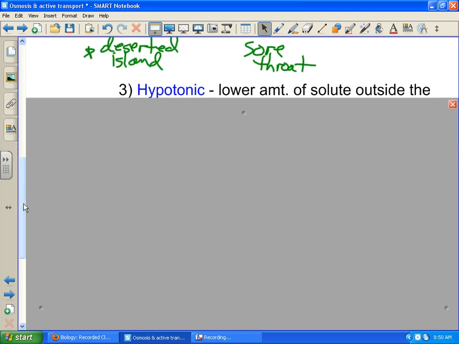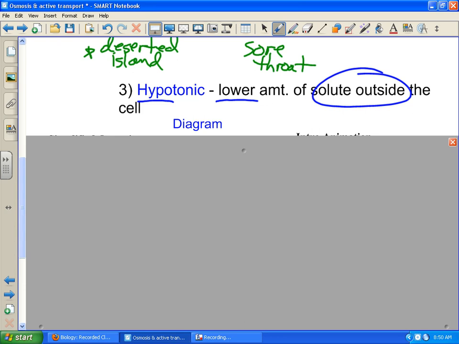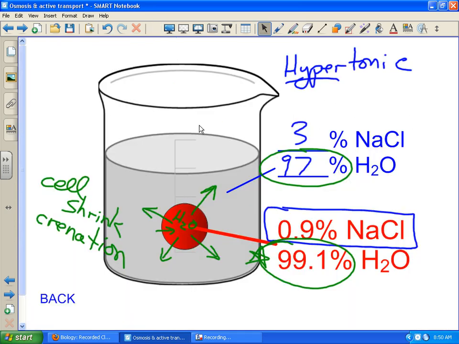Let's look at a third situation. Hypotonic. Hypo is low. Hyper is greater. Hypo is low. Okay, that'll help you remember. Lower amount of solute outside the cell. Hypotonic solutions have a lower amount of solute outside the cell. All right, let's go to our diagram. Get rid of some of this stuff.